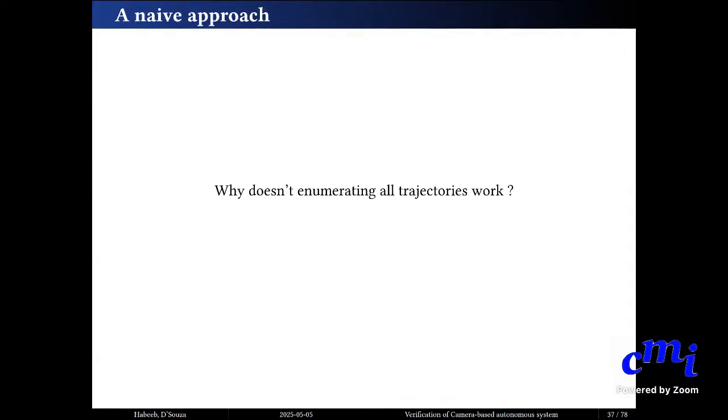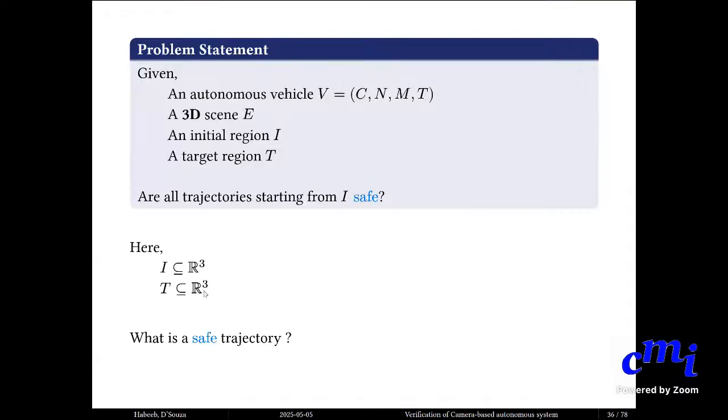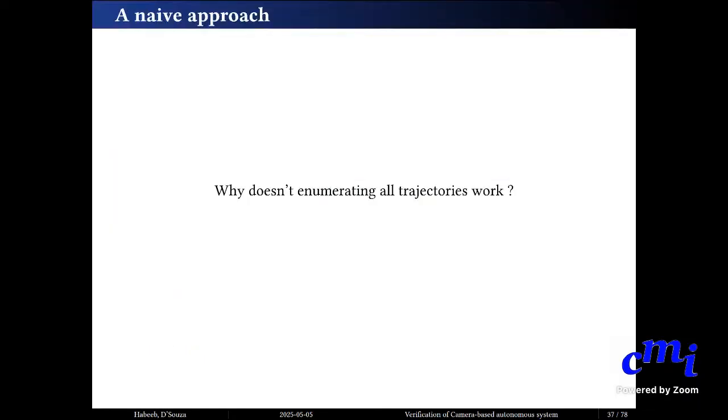Because, for example, this I, there can be infinitely many points in the initial region alone. Therefore, we cannot enumerate everything. So this is the naive approach and why it fails.